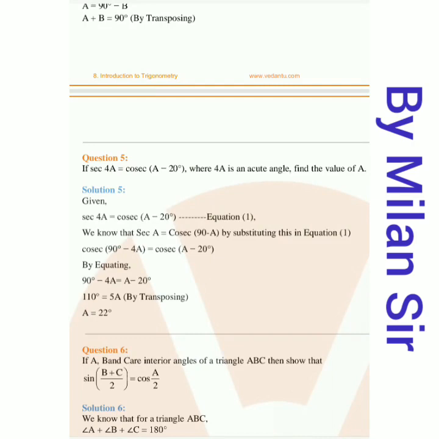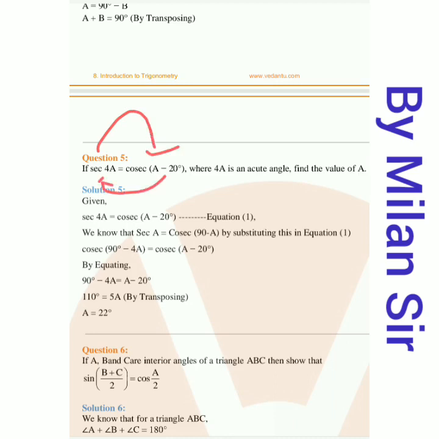Again, one similar type of question is here. It is sec 4a is equals to cosec a minus 20, where 4a is an acute angle. Find the value of a. So whenever you find this type of question in which two trigonometric functions are equivalent, you need to find angle a, and if those two functions are complementary functions, then we need to go with this method.